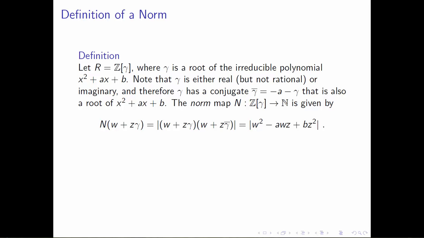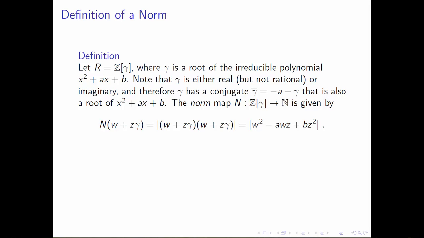Here I am straying a little bit from chapter 18 of Gallian. He defines a norm map in one particular way, and I'm going to define it a little more generally. So let's take a ring R, which is the integers adjoining gamma, where gamma is a root of an irreducible polynomial of the form x squared plus ax plus b. Because I'm requiring this polynomial to be irreducible, gamma could be a real root or an imaginary root. If it's a real root, it is not a rational root. And so, as we've seen before, gamma has a conjugate, which I'm going to denote by gamma bar.